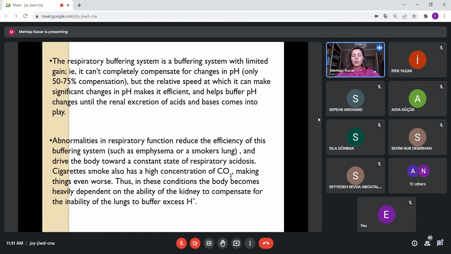And abnormalities in respiratory function reduce the efficiency of this buffering system. For example, those who have emphysema or smokers' lungs cannot use this buffering system efficiently, and they can present respiratory acidosis as a pathophysiologic situation. Also, a smoker has a high concentration of carbon dioxide. So in these conditions, the body becomes heavily dependent on the ability of kidneys to compensate for acidic load.